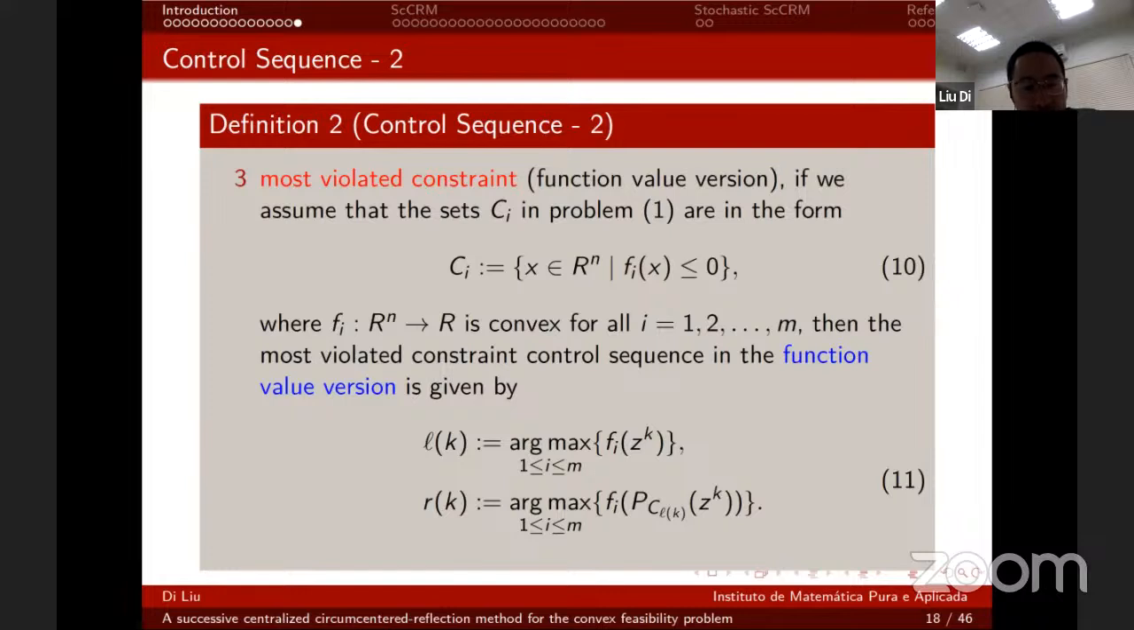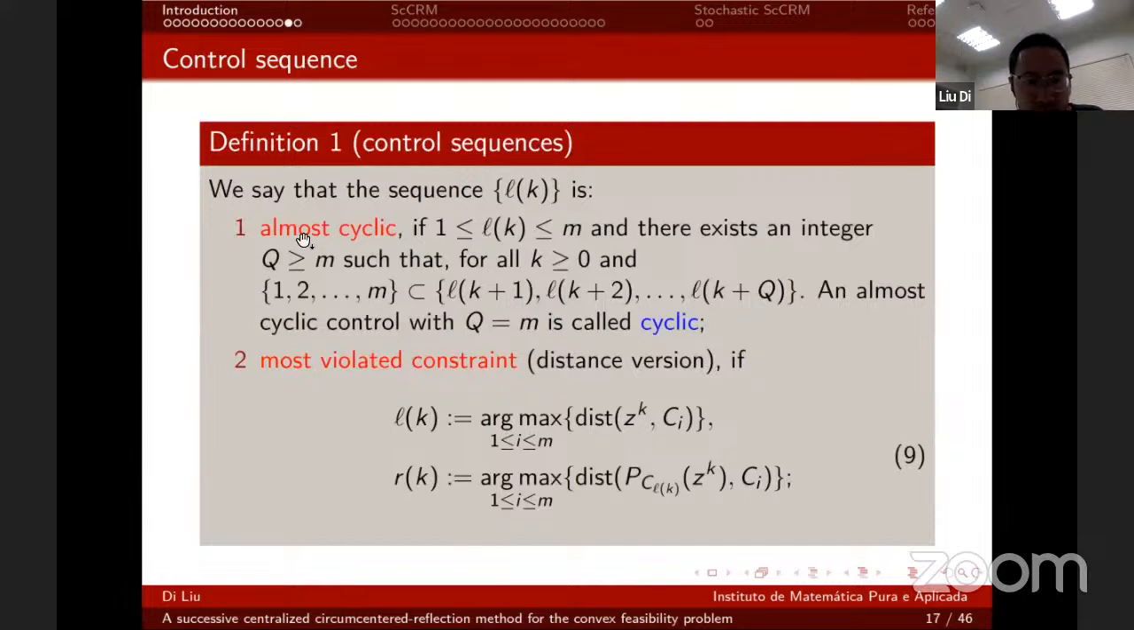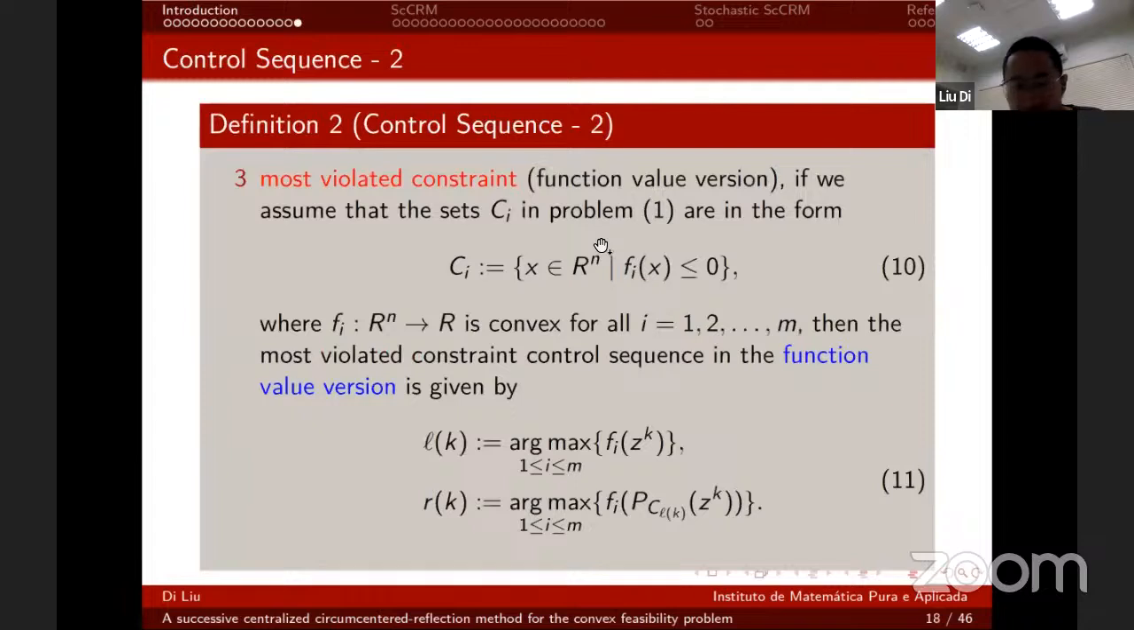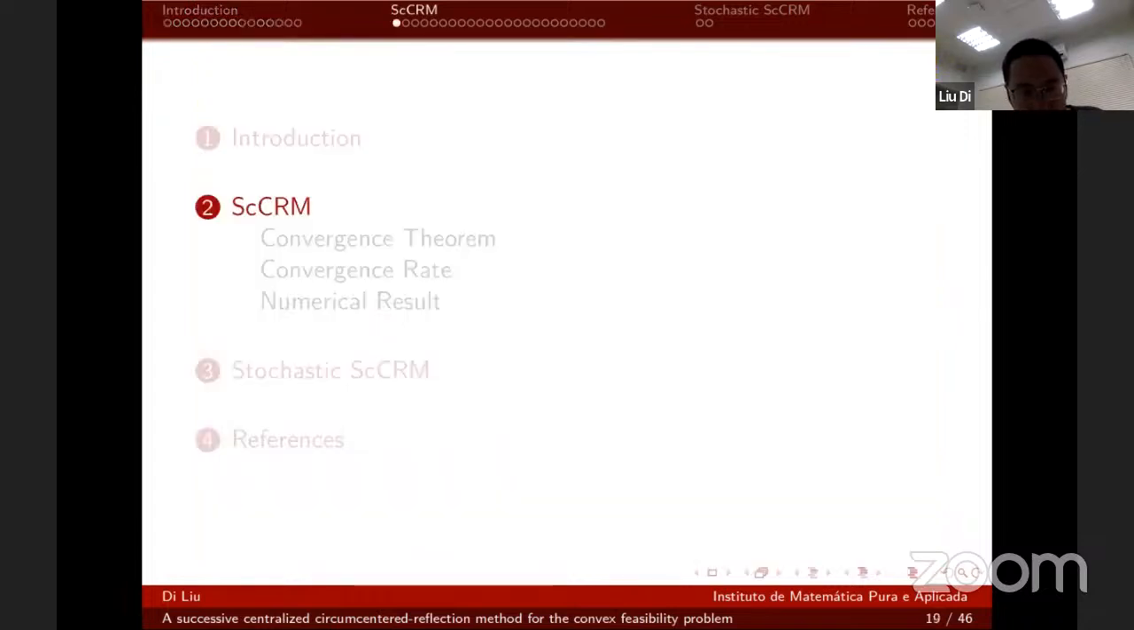Okay, so in our first paper, we proved the convergence with almost cyclic, most violated constraints in the distance variant and in the function value variant, and also the convergence rate. Okay, so the next part is the convergence result.